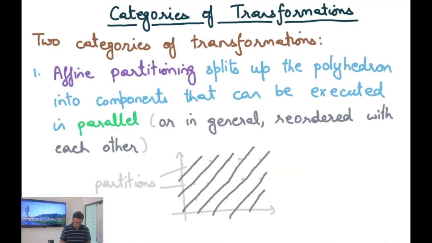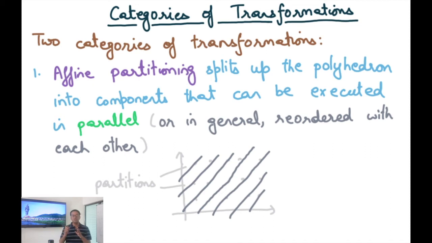There are two categories of transformations that we are going to study in the polyhedral framework. One involves affine partitioning, which means you split up the polyhedron, in other words, I split up the iteration space into components that can be executed in parallel, or in general reordered with each other. So now that I have been able to represent the iterations of my loop as points in a polyhedron, I would want to do some kind of analysis to figure out which of these points can be reordered with which of the other points.